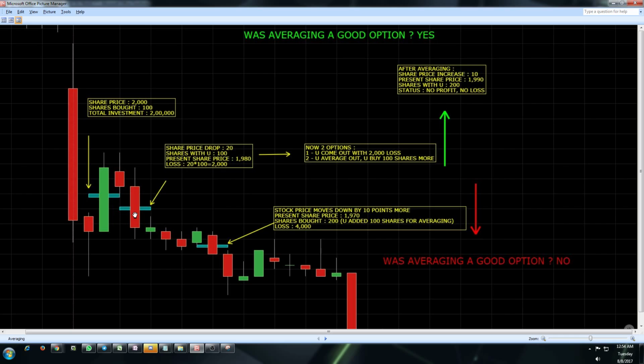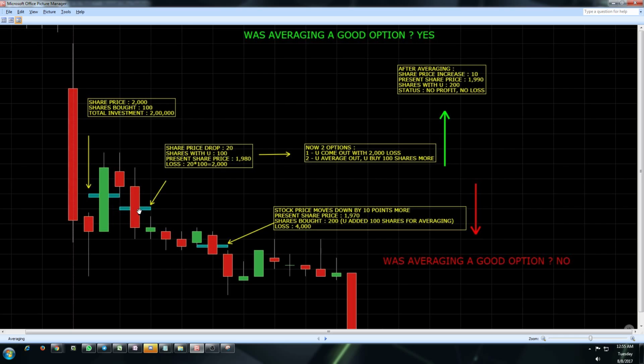So the present share price right now is 1980 rupees, and the number of stocks that we hold is 100. So what is the loss that we have faced till now? It is 2000 rupees, right? Now at this point of time, we have two options. The first option is we come out with that 2000 of loss, and the second option is we go ahead and average it out. Now how do we average it out? We go ahead and buy 100 more shares at this point.